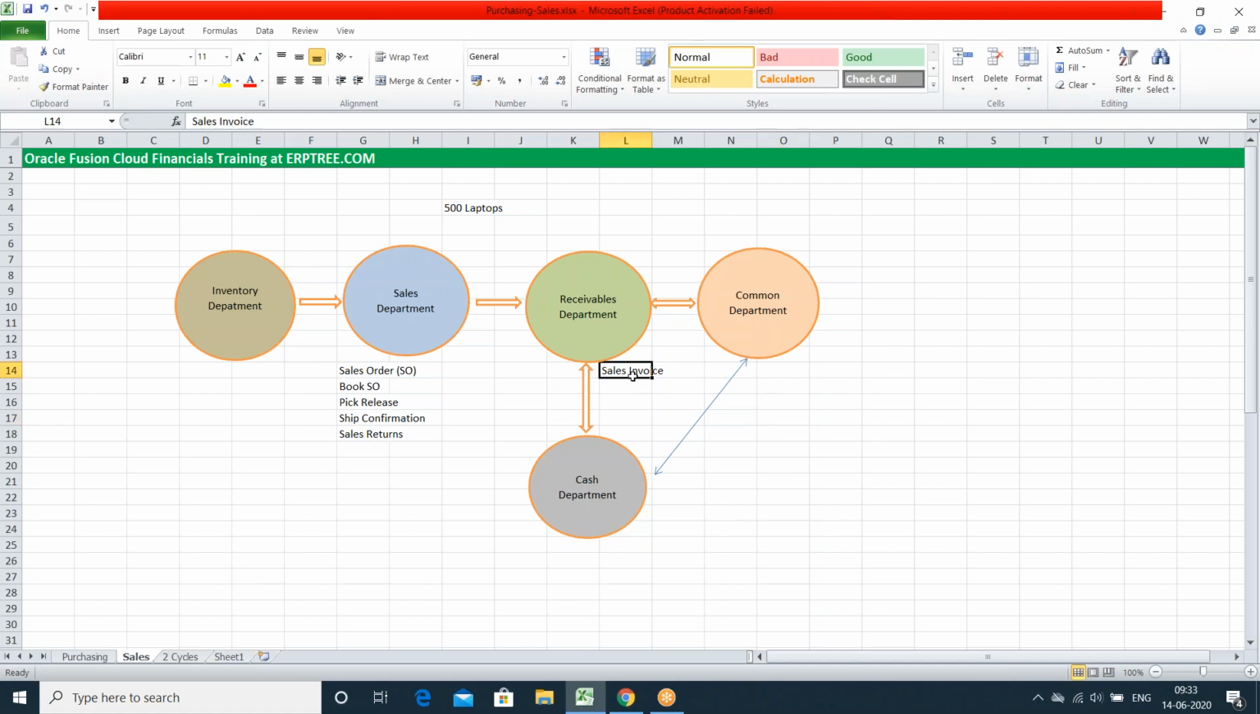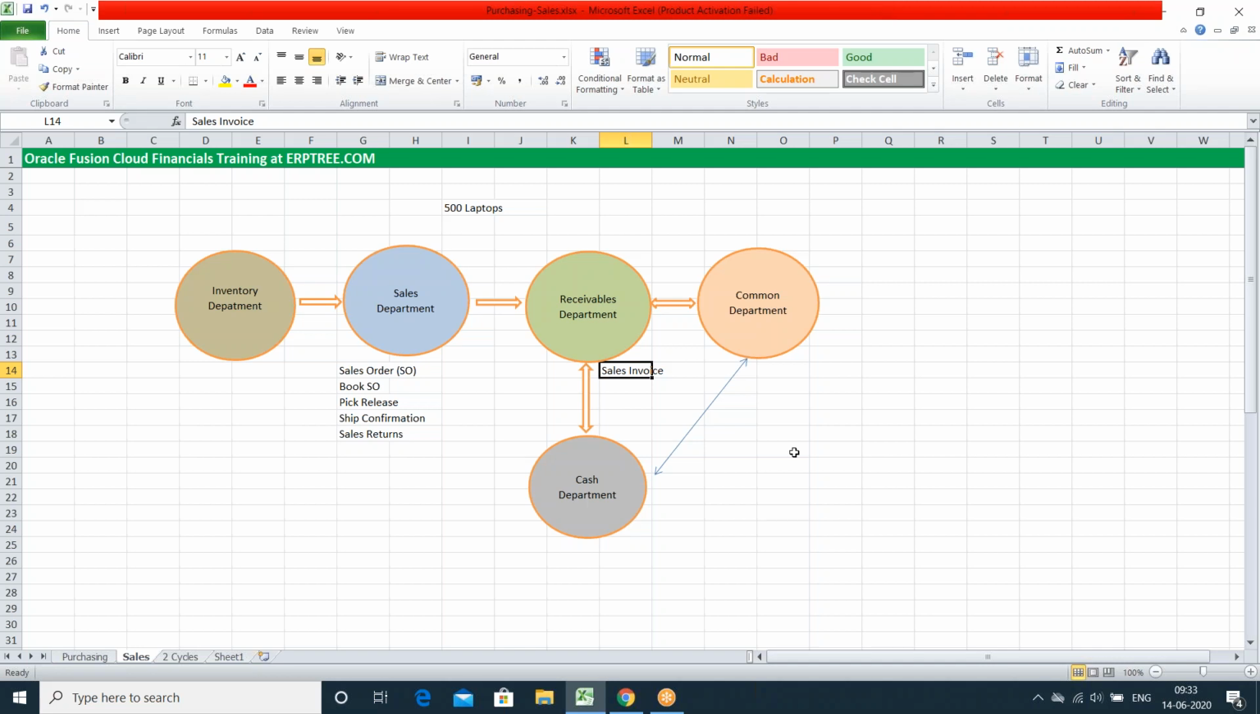What information can you find in the sales invoice? Who is the customer? What is the customer address? Which item we sold, how much quantity, how much amount the customer has to pay, when the customer is going to pay, how the customer is going to pay, and to where the customer has to send the payment. All the details will be in the sales invoice.